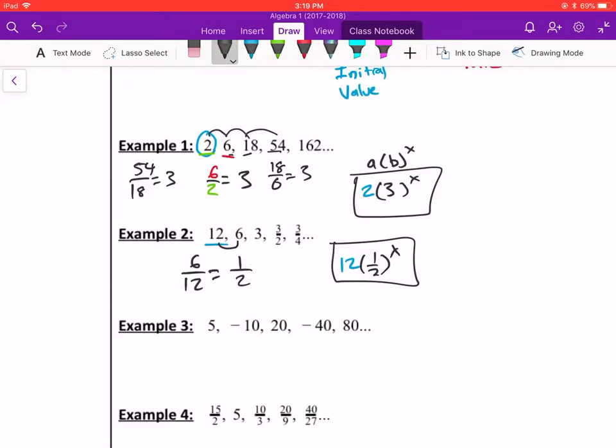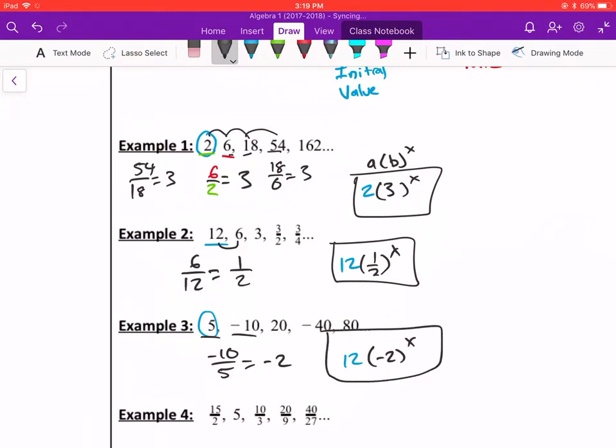Now watch this. You got a couple negatives. This looks a little bit different, but the same rules apply. First number is 5. Take the second divided by the first, negative 10 divided by 5 equals negative 2. That's going to go where the b is. Raise it to the x, just like that. Even with those negatives, you're still just going to have a negative b. So it can be negative.